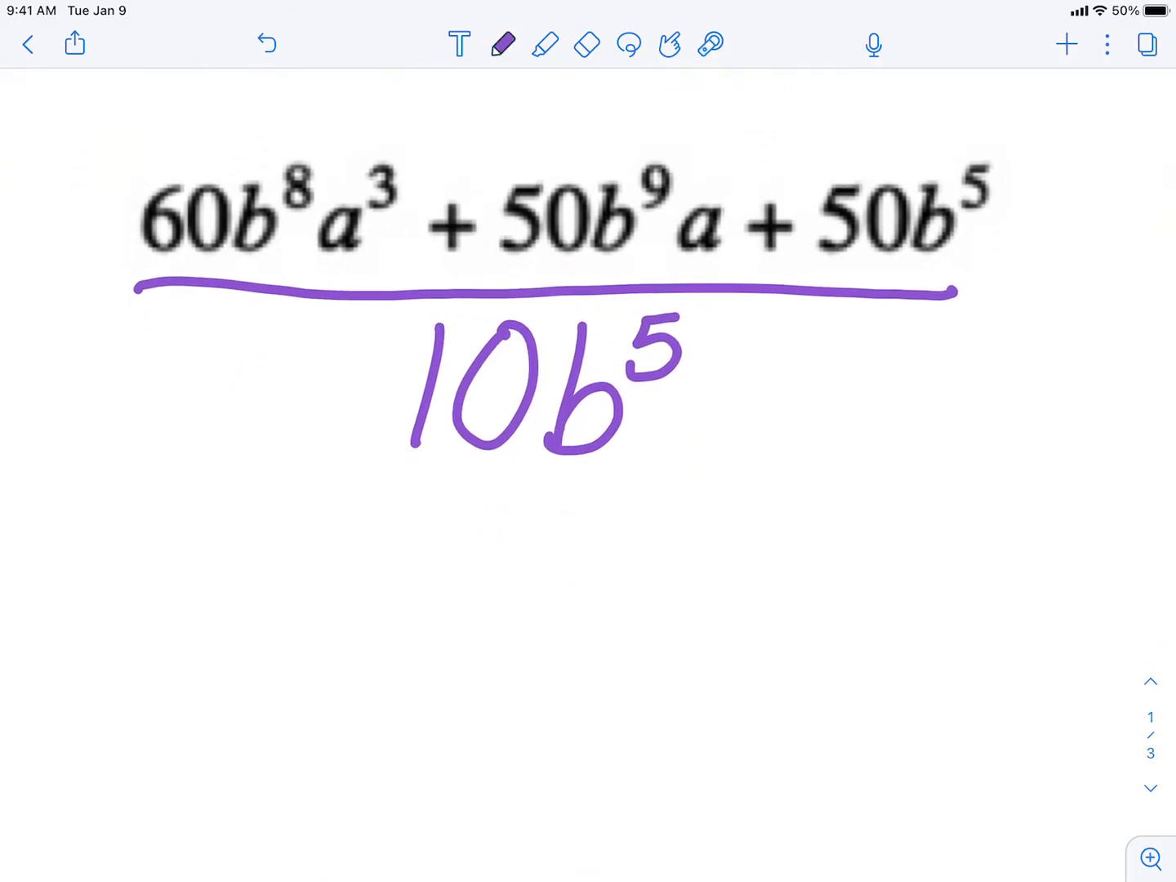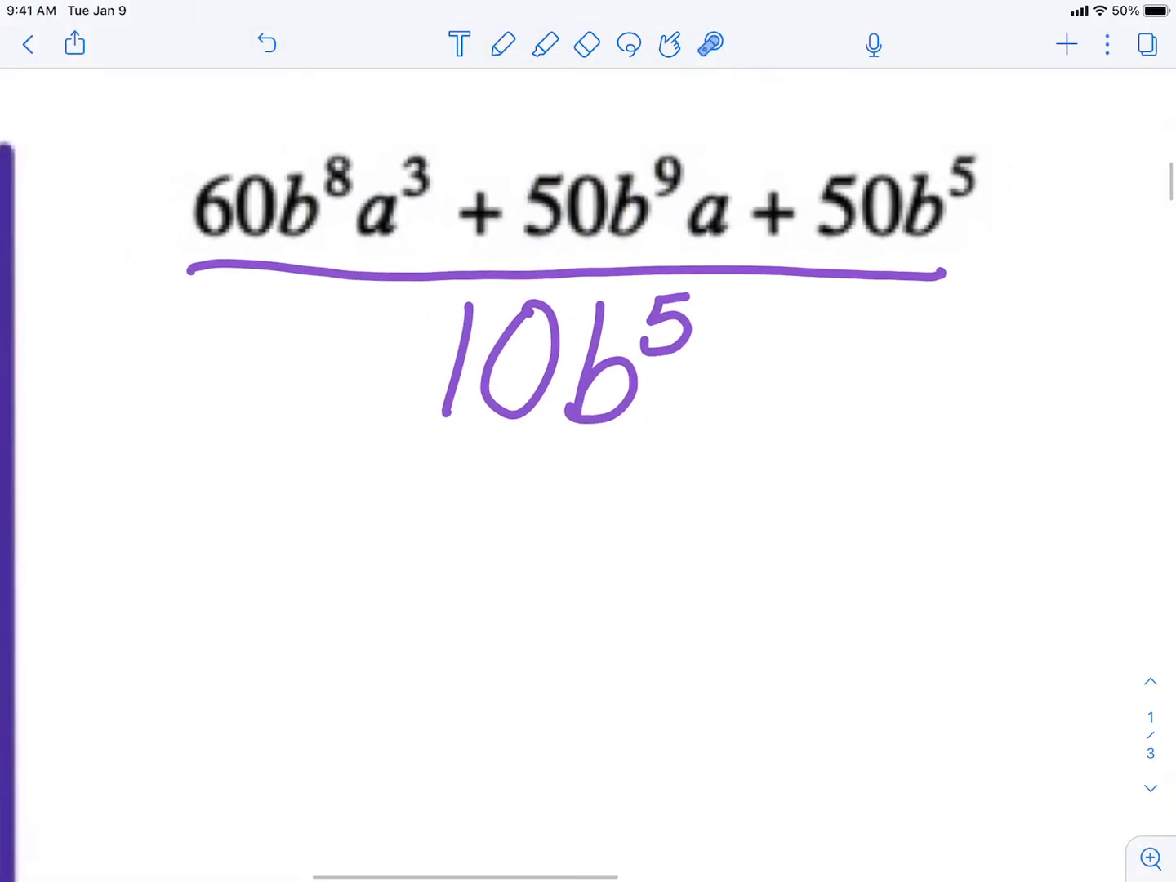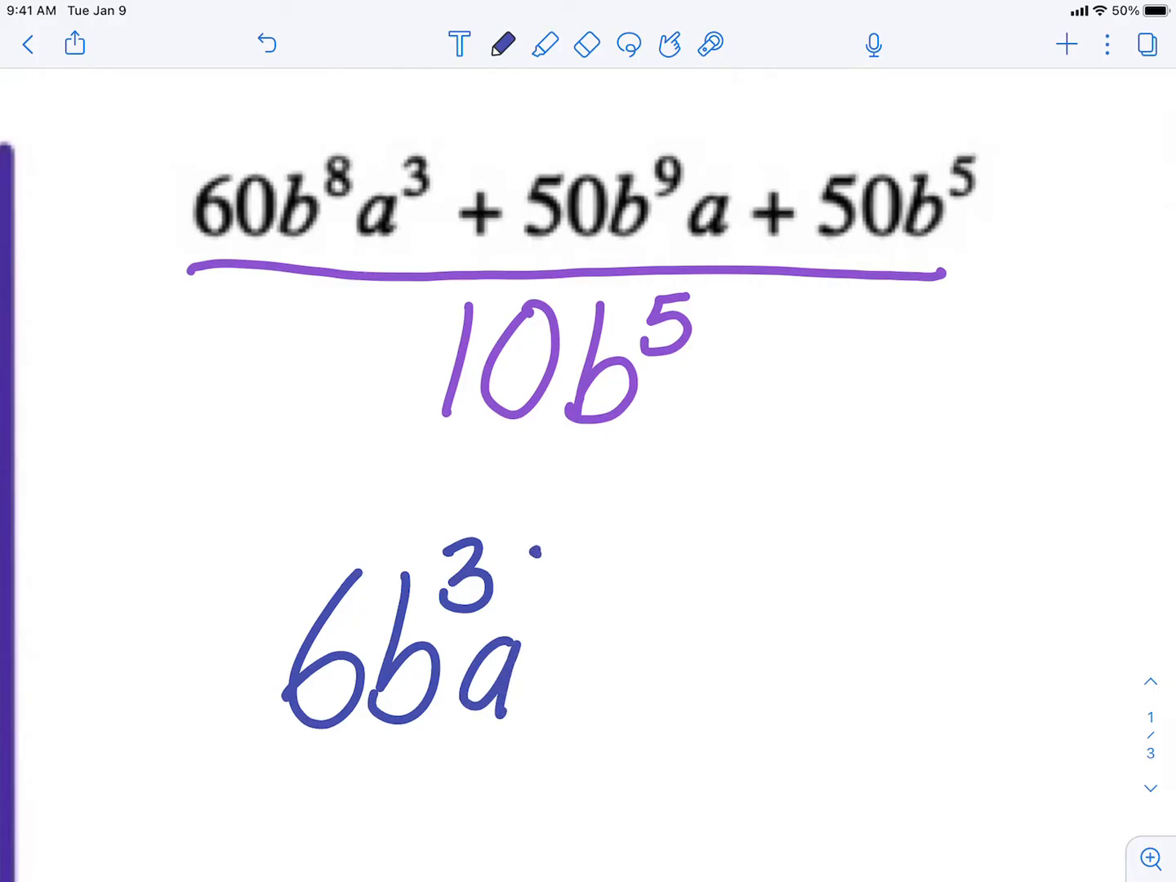So let us reduce and see what we have left. So 60 divided by 10 is 6. So I'm going to write 6. B to the 8th over B to the 5th, that means same base, so I'm going to subtract 8 minus 5 is 3, so I'm going to be left with b to the 3rd. Now this a to the 3rd is just going to come down because there's nothing to cancel with it here, so I'm just going to write a to the 3rd.